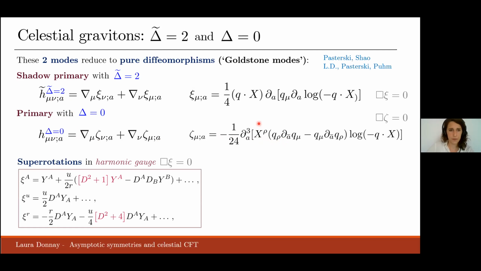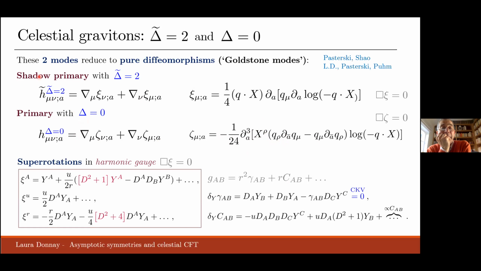Yes, thanks. So you can actually see that these pure diffeomorphisms are exactly the super rotation. Now you just need to remember that we are in a different gauge. We're not in boundary gauge, but in harmonic gauge.